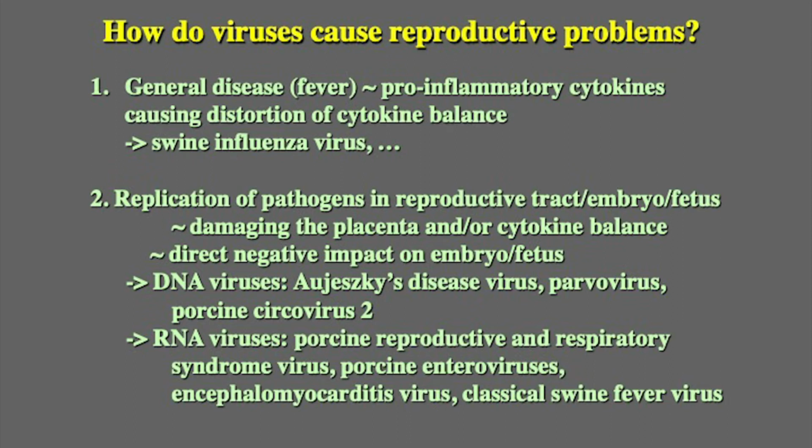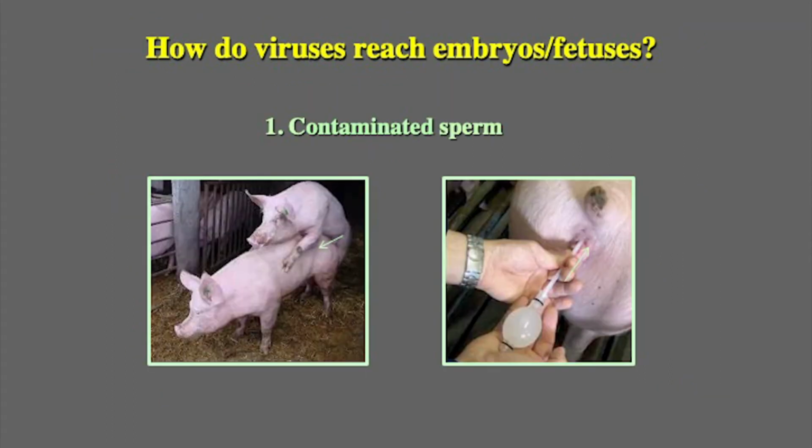We have two types of viruses that do that. We have DNA viruses and RNA viruses. And in the DNA viruses, interesting ones are Aujeszky's disease virus. This thing is gone in Europe, which is a pity because I like that virus. Parvoviruses, I think this will be the topic of today. PCV2, I think Tanya will go into depth in that. RNA viruses: PRRS virus, enteroviruses, encephalomyocarditis virus, and classical swine fever virus. Of course, with African swine fever coming to our place, we should in the future also add that one to the DNA viruses.